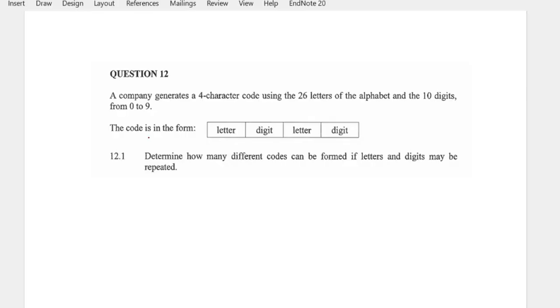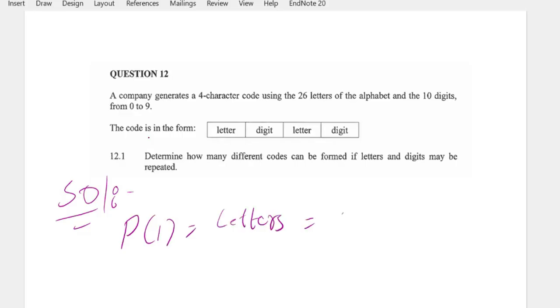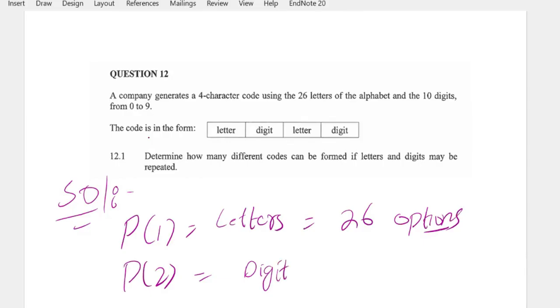So with 26 letters and 10 digits 0 to 9 and with repetition allowed, how many options are there for each of the 4 positions? So position 1 is a letter, that is 26 options. And for position 2 we have a digit, so for a digit we have 10 options.